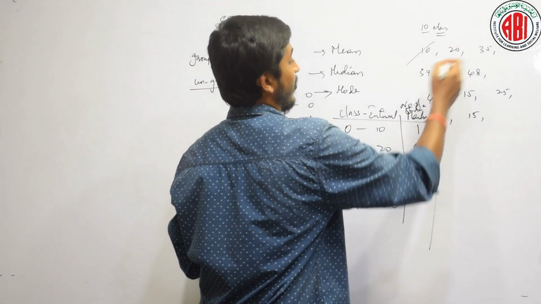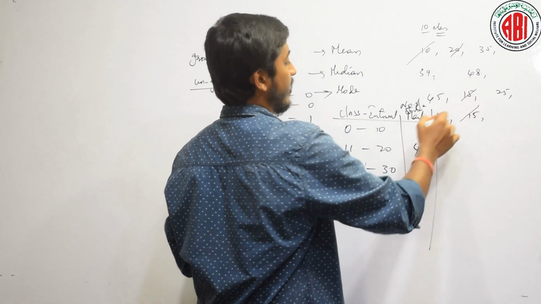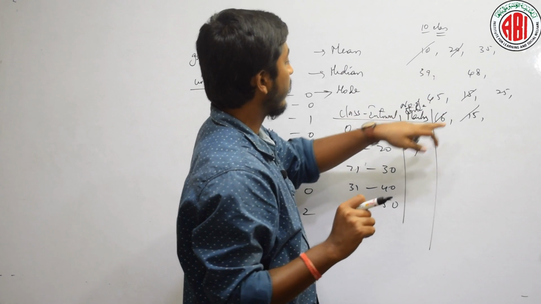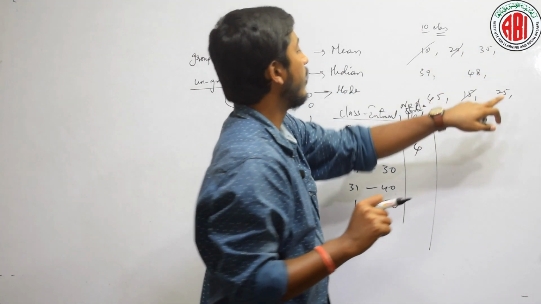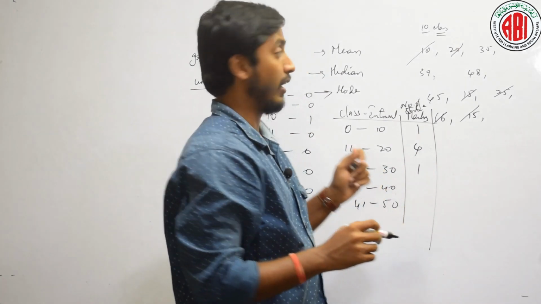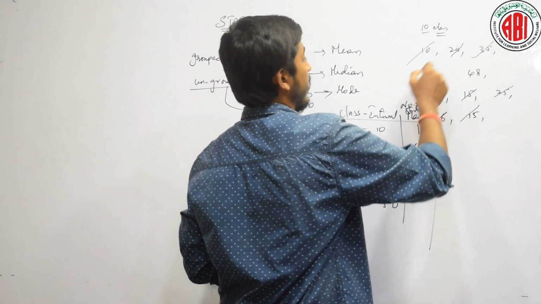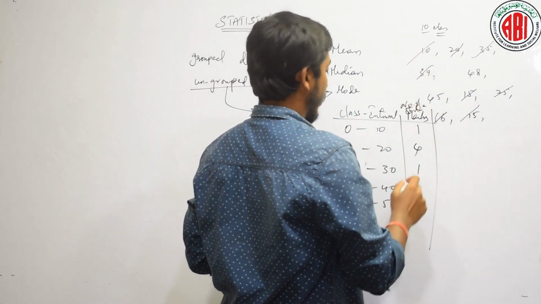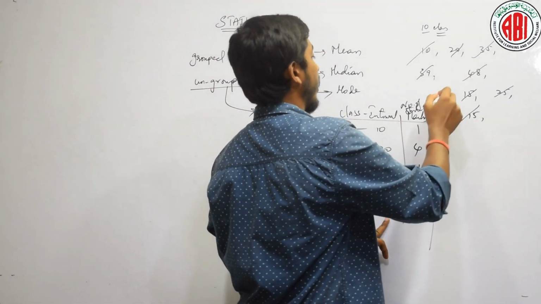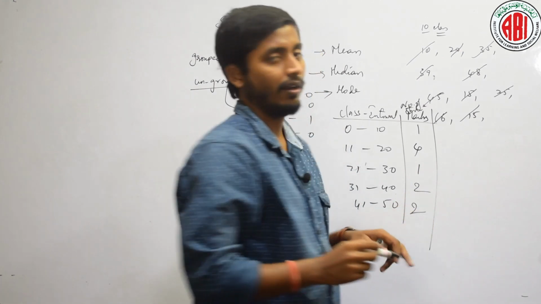Let us cancel before writing 20, 15, 15, 16, 4 people. When it comes to 21 to 30, where is 21 to 30? 25, that is it, only one. 31 to 40, let us do 35, 39, that is it, right, 2. What about 41 to 50, how many are there? 48, 45, 2 people. Okay.